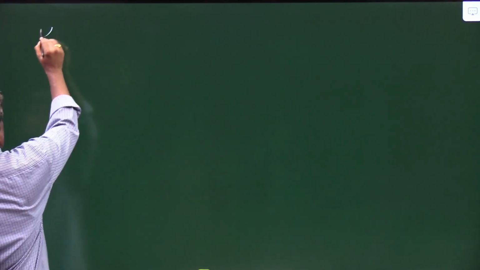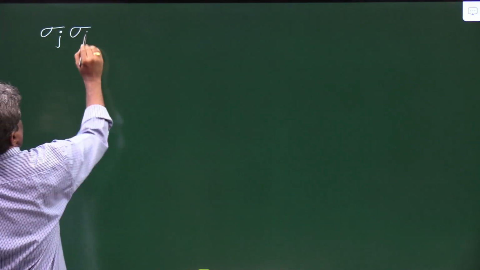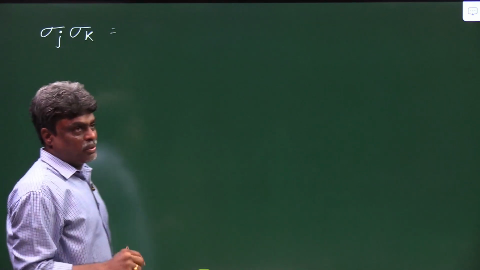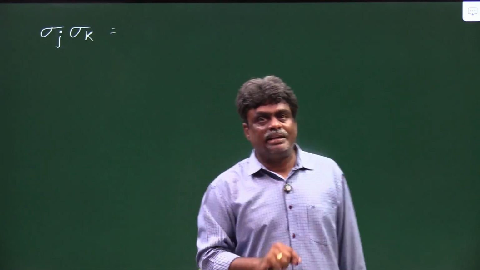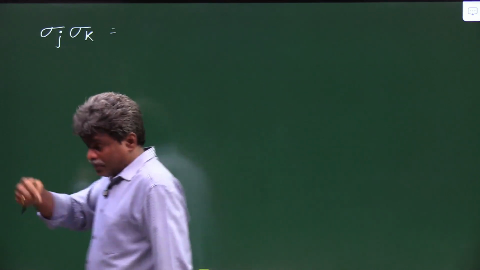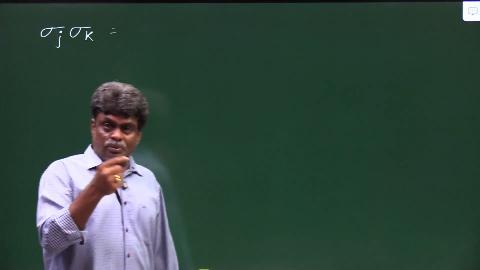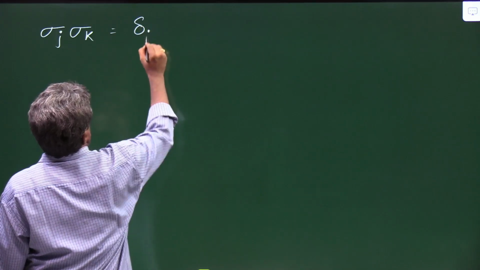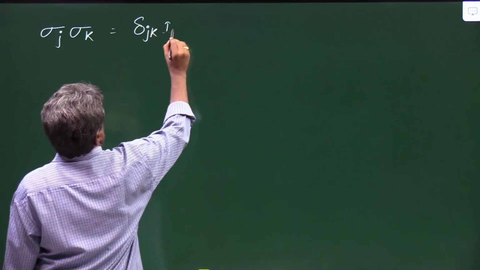In the earlier, we have already discussed this problem. Okay, sigma j, sigma k. How to write this product? If both are same, identity. If both are not same, third one, we have used that Levi-Civita. Okay, so this is nothing but delta jk I.